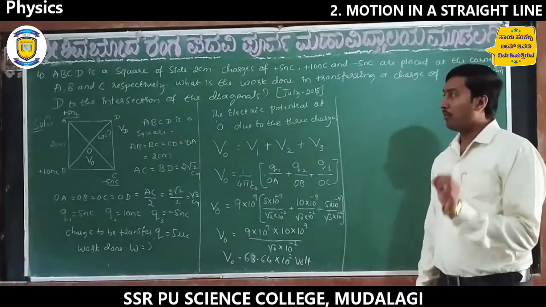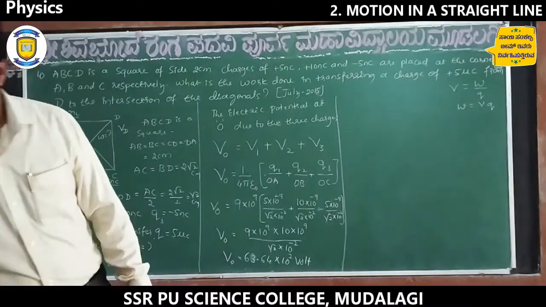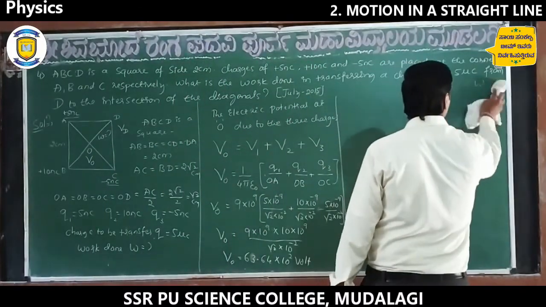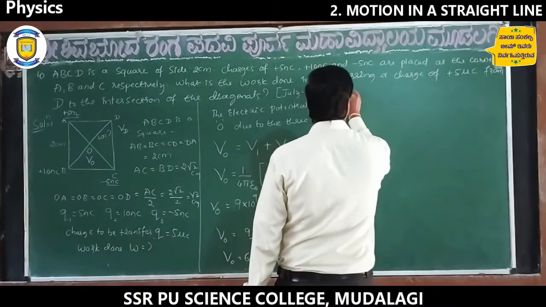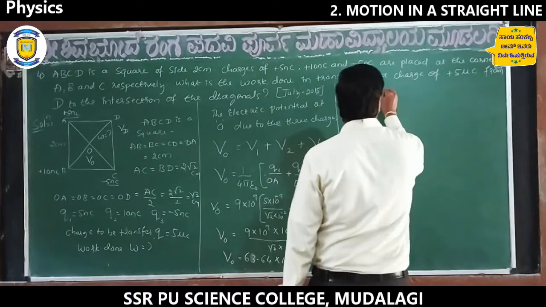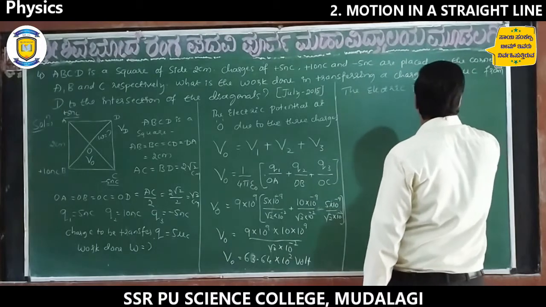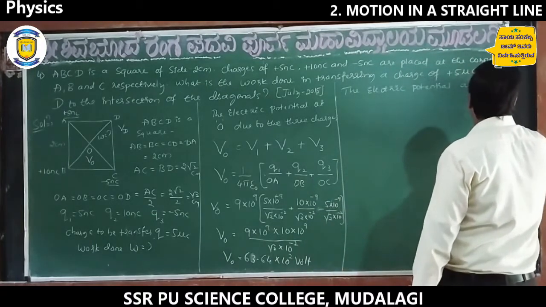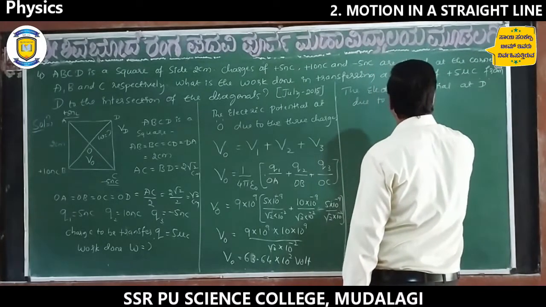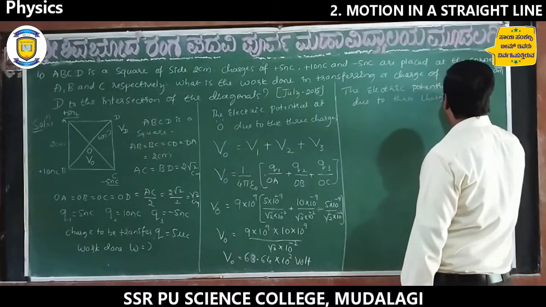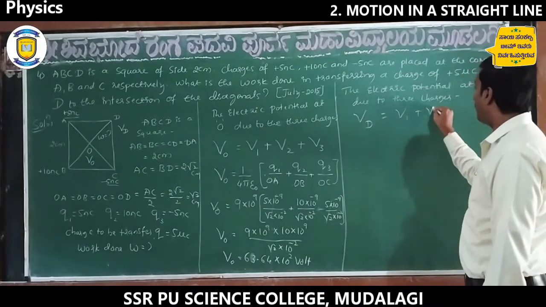Similarly, the potential at D point. The electric potential at D point due to three charges. V_D is equal to V1 plus V2 plus V3.